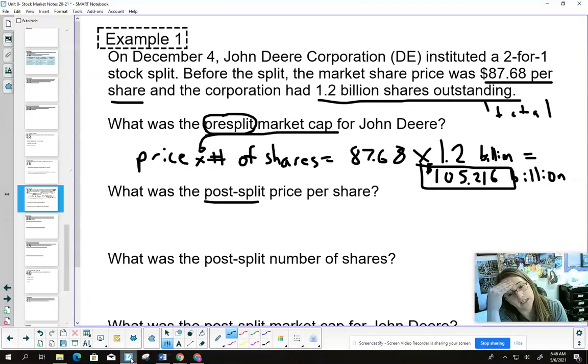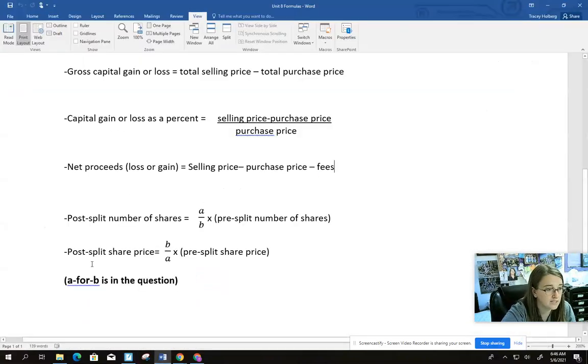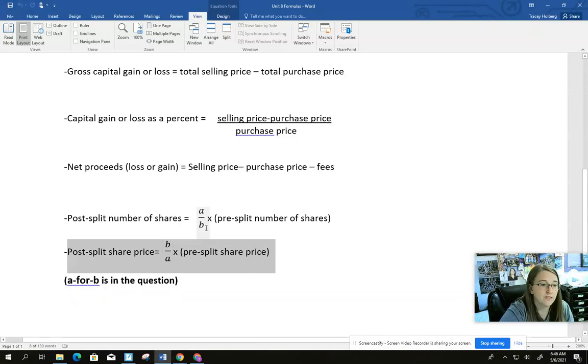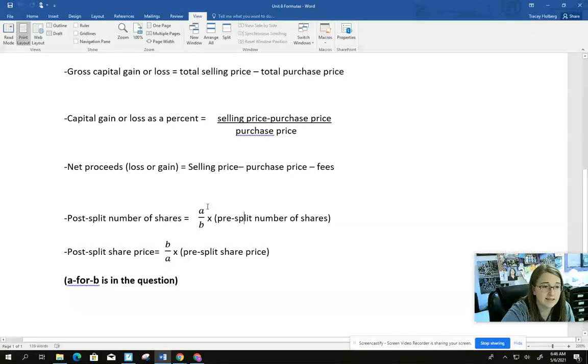Read very carefully, guys. People get these mixed up all the time. It says price per share. We wrote this down, but price per share, post-split share price right there, is B over A times the pre-split share price. So the only difference between these two is the A over B versus the B over A. Once again, I pointed this out when we did the key terms, but A for B is in the question. So here's how we know what the A and the B are going to be.